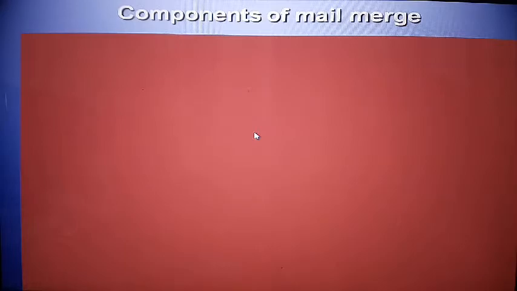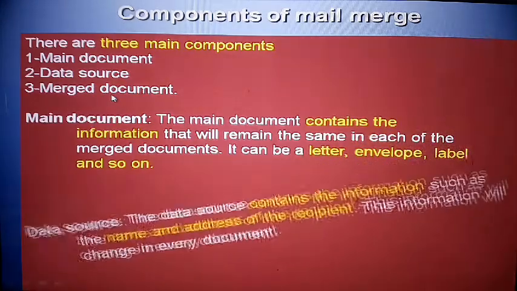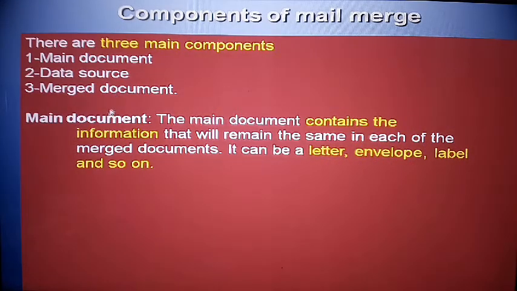Components of mail merge. There are three main components. Here are the three main components of the mail merge. Number one, main document. Second, data source. Third, merge document. So just like the question also coming here, how many main components of a mail merge? So here are the three main components: main document, data source, and merge the documents. So one by one I will explain to you.